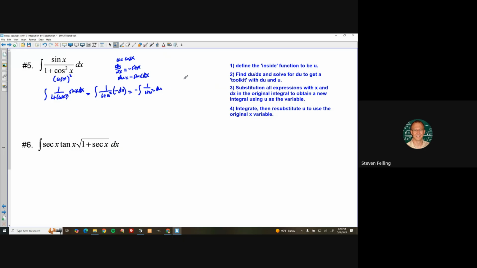Remember we said that the derivative of arctangent is 1 over 1 plus x squared? That means that the antiderivative of 1 over 1 plus x squared is the arctangent of u plus the c. But the u in this case is cosine, so this would be negative arctangent of the cosine of x plus c, to go back to the original variable. So again, that inside function, it's harder to see here, but the cosine is inside of a square function here, so that's the appropriate choice.